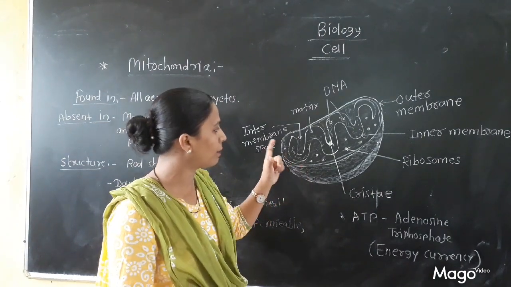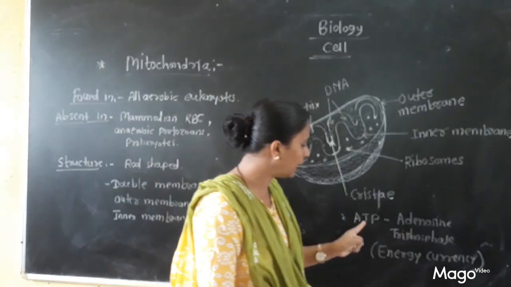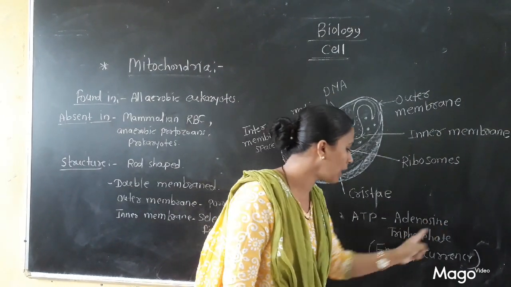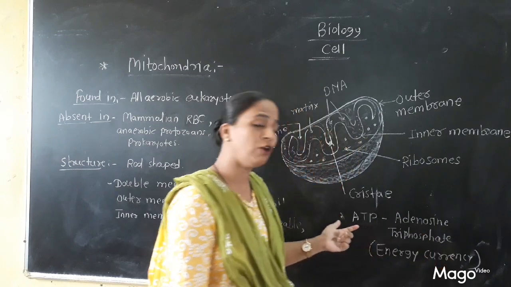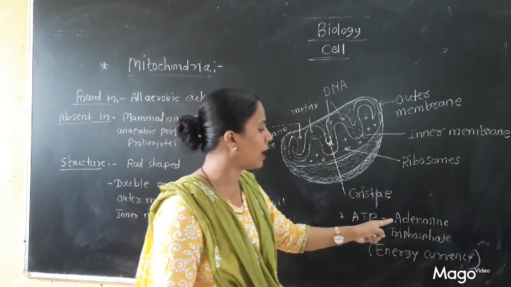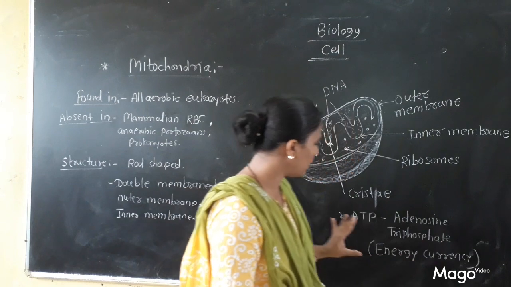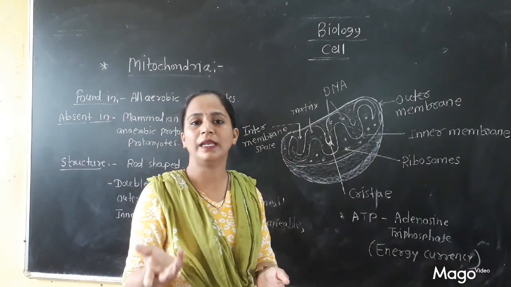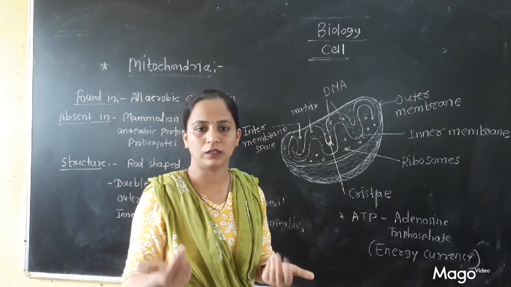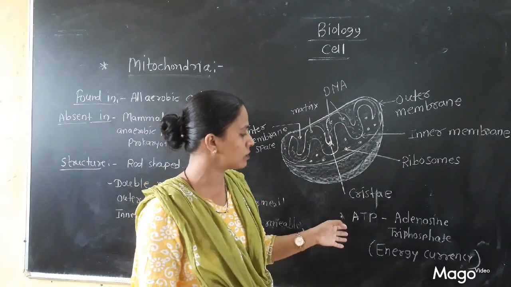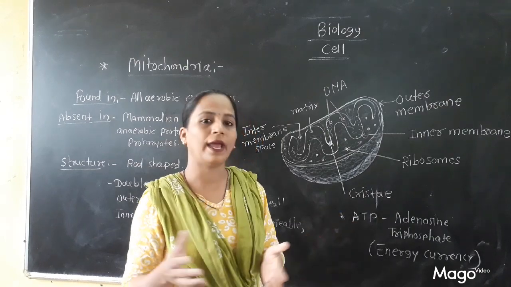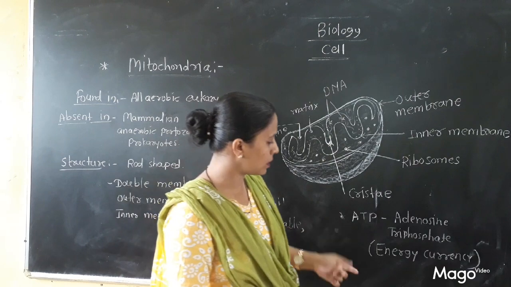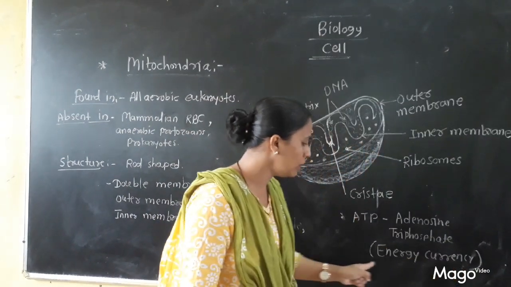So mitochondria produce energy in the form of ATP. Then what do you mean by ATP? ATP is nothing but adenosine triphosphate. What is the full form of ATP? ATP stands for adenosine triphosphate, and it is also called the energy currency. Just like we give money to buy different things, the cell takes energy from this ATP. So ATP is also called the energy currency of the cell.